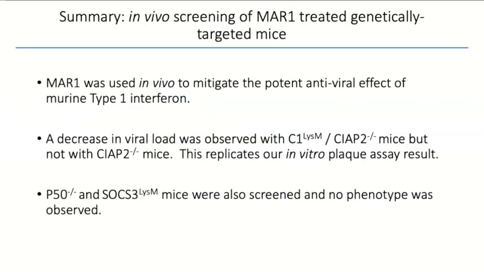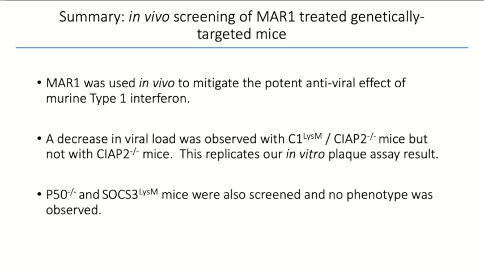So to summarize, MAR1 treatment of mice successfully mitigated the antiviral effect of murine type 1 interferon. Confirming our in vitro results, a decrease in viral production was observed with animals that were doubly deficient in cIAPs, but not with animals that were deficient in cIAP2 alone. p50 and SOX3 lysM-Cre mice were also screened and no phenotype was observed. And again, this was consistent with what we found in vitro.